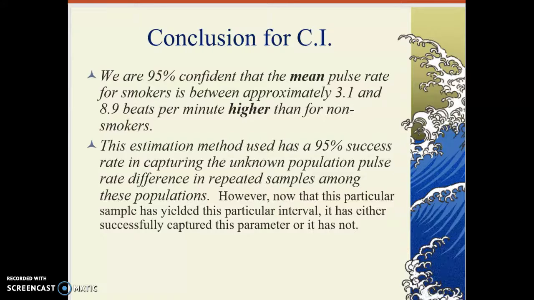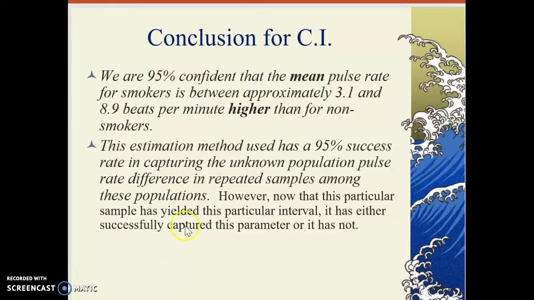So let's conclude. Here's one good conclusion sentence. We're 95% confident that the mean pulse rate for smokers is between approximately 3.1 and 8.9 beats per minute higher than for non-smokers. A couple important things here. We state our confidence level. We state some context. We are talking about average or mean pulse rates. We have our confidence interval between 3.1 and 8.9. Units of measure, beats per minute. And then we show direction and comparison between smoker group, which is higher than non-smoker group. So we also get direction.